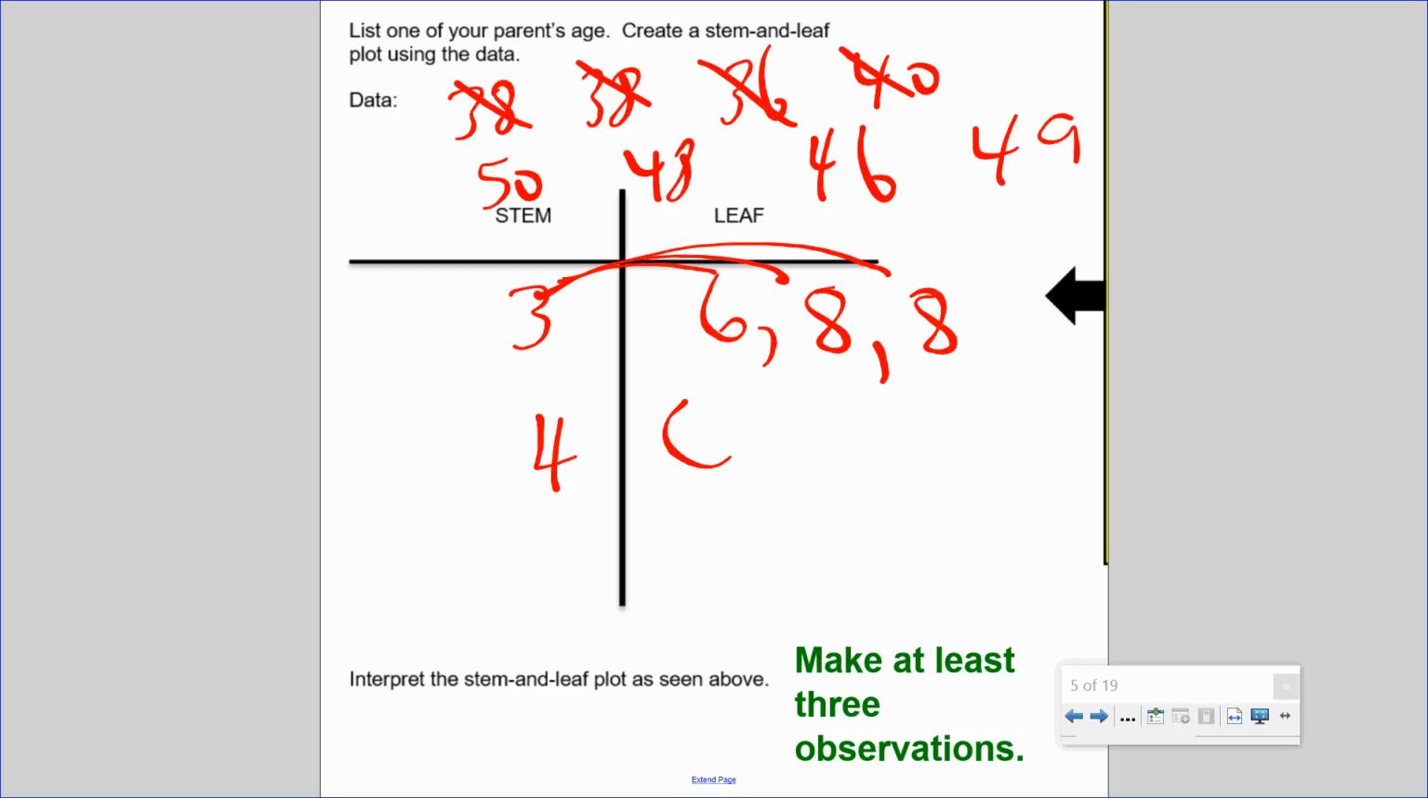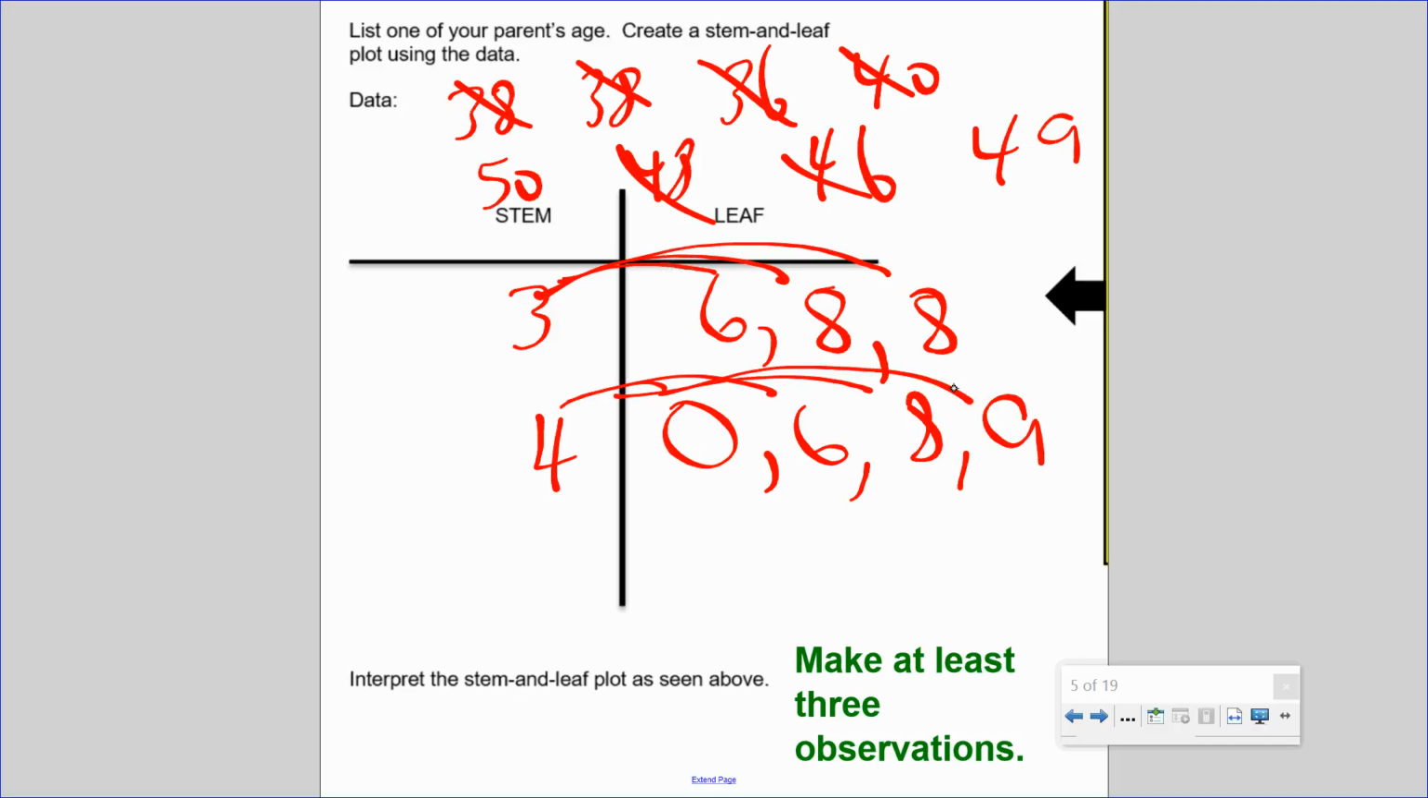Let's do the 40s. We'll start with 40. Any more numbers in the 40s? I see a 46, I see a 48, and I see a 49. If you want to see the work, 40, 46, 48, 49. And last but not least, I see a 50. Let's make sure. I asked 8 students their parents' age, and I have 8 numbers here.